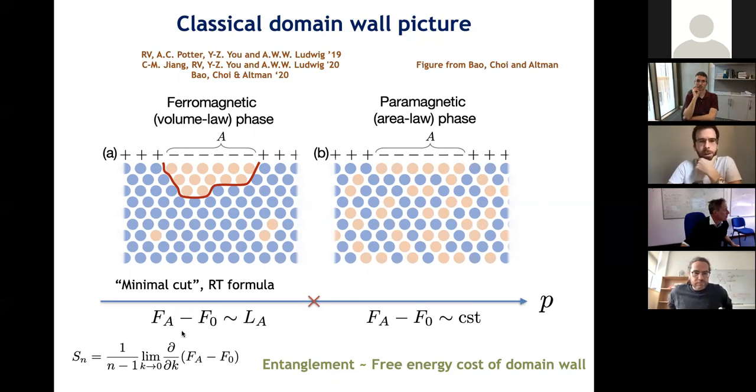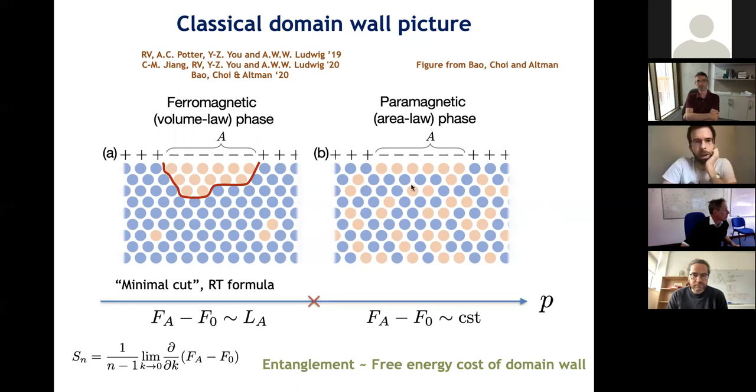And so this maps to entanglement, and this corresponds to volume law scaling of entanglement, whereas at high P, it corresponds to high temperature. Here, creating a domain wall doesn't scale with the size of your interval because you have domain walls everywhere. It's a paramagnet. Okay, you have a domain wall condensate anyway.